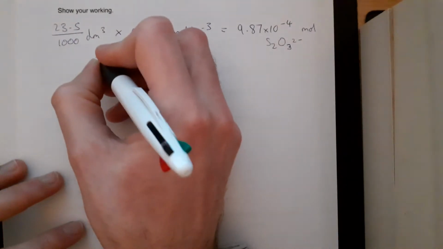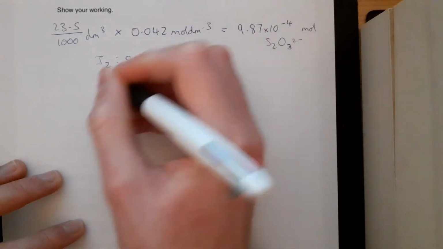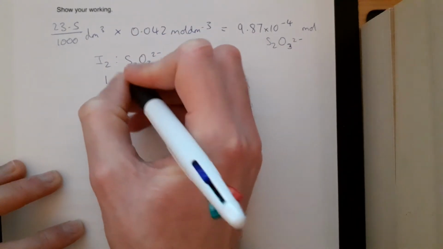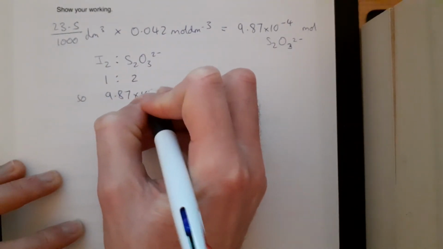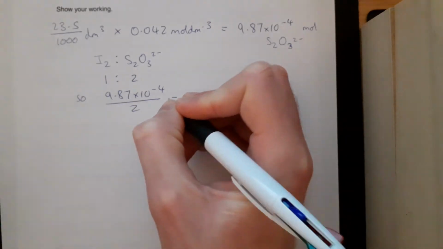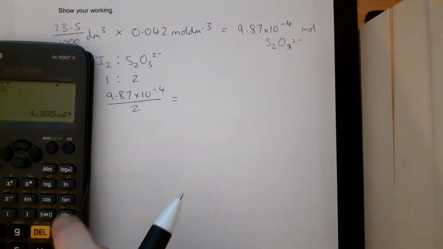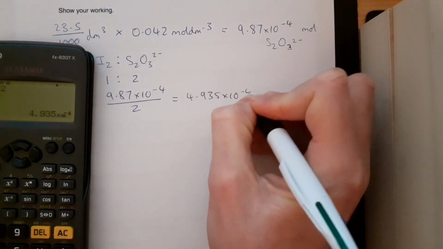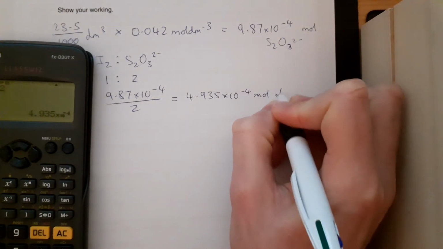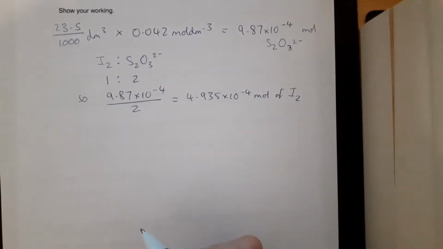So the ratio of iodine to thiosulfate is 1 to 2. So we have 9.87 times 10 to the minus 4 over 2. We'll take that and divide it by 2. 4.935 times 10 to the minus 4 moles of the iodine. Okay, so that's our iodine.